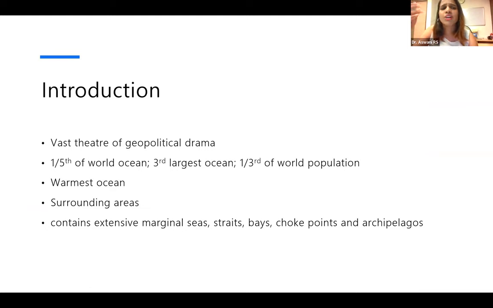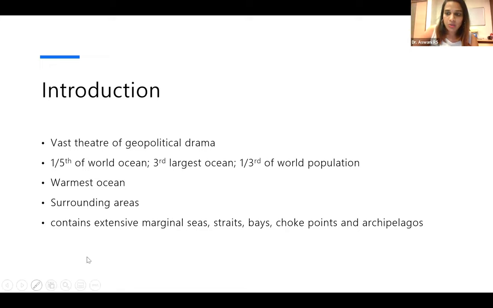This region is also blessed with a lot of natural resources, right? And it's also physically a bit complex compared to the other oceanic regions due to a myriad of archipelagos, islands, and narrow straits, where these oil tankers must pass each day, right? And navigating the dense traffic in the region. As I said, it is the third largest water body in the world. The area the Indian Ocean region covers is around 70.5 million square kilometers, and it holds approximately 20% of water on the Earth's surface.